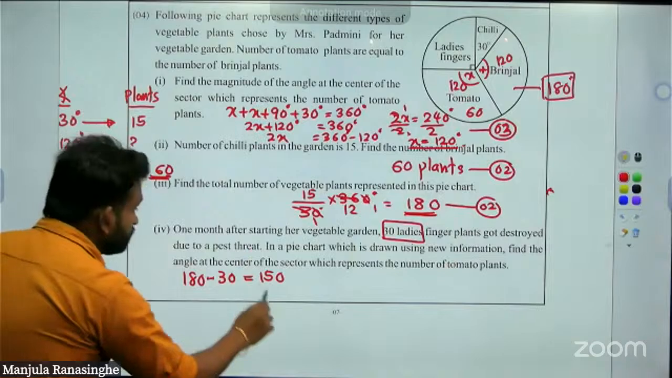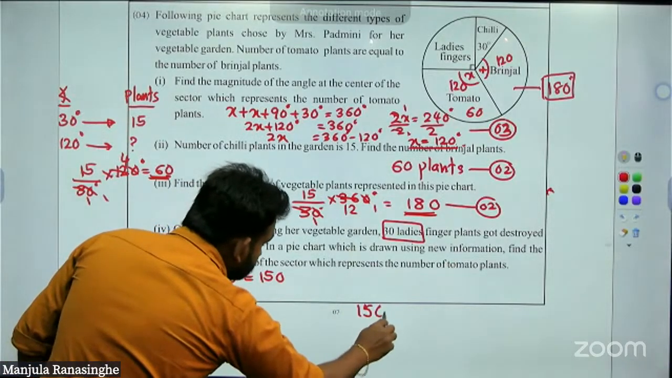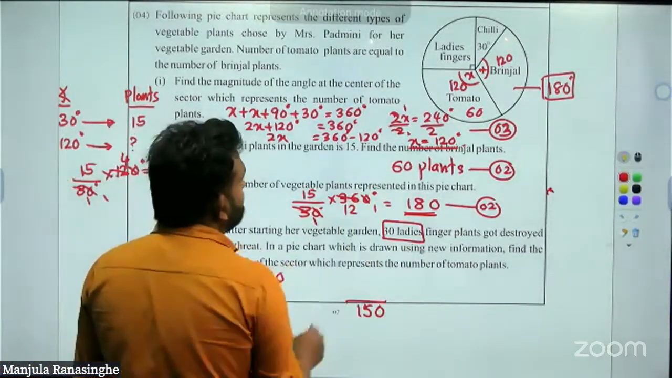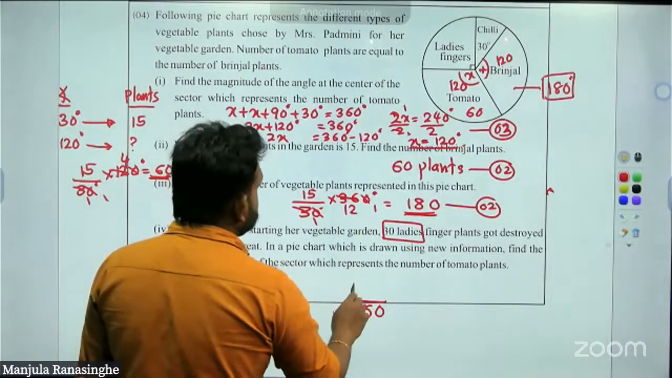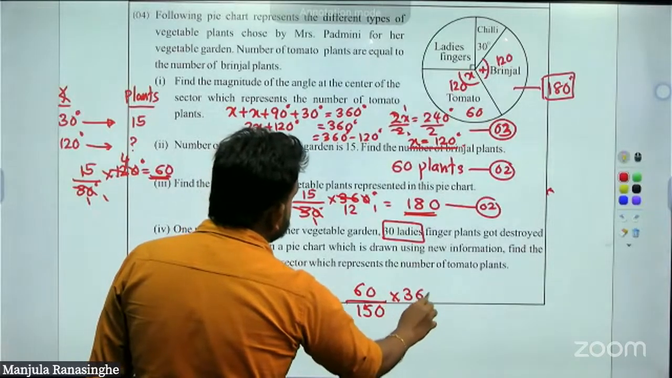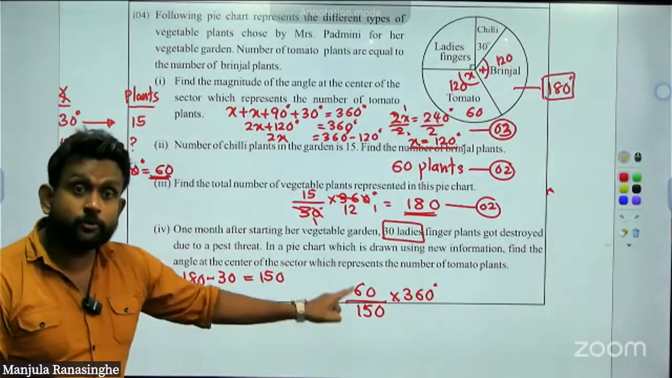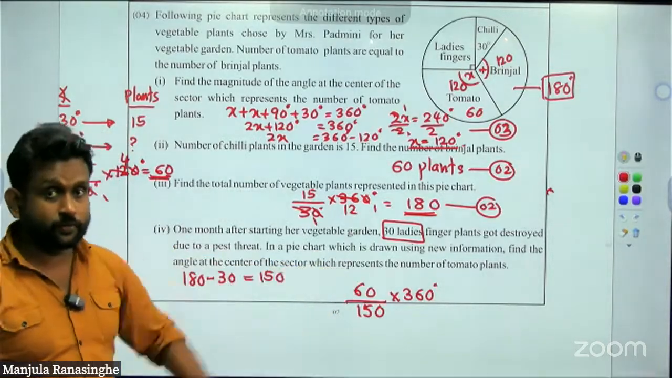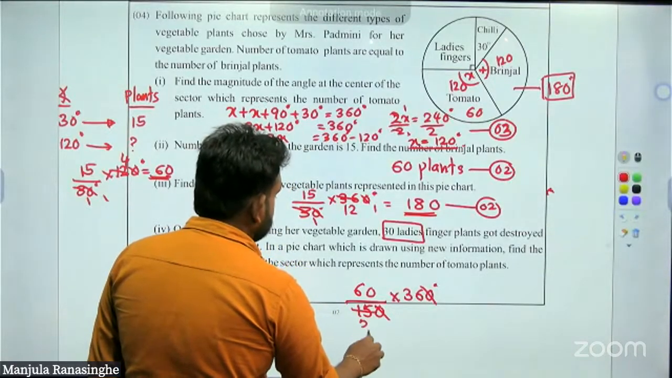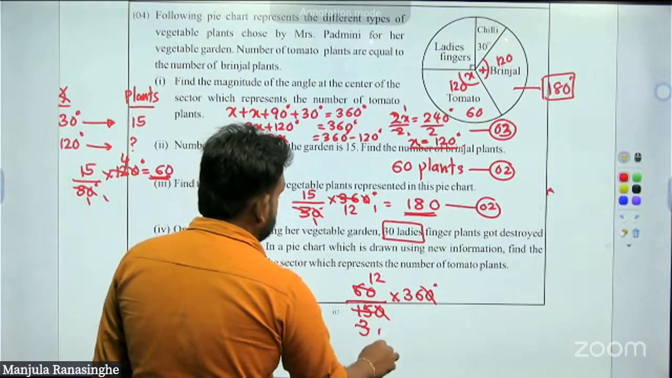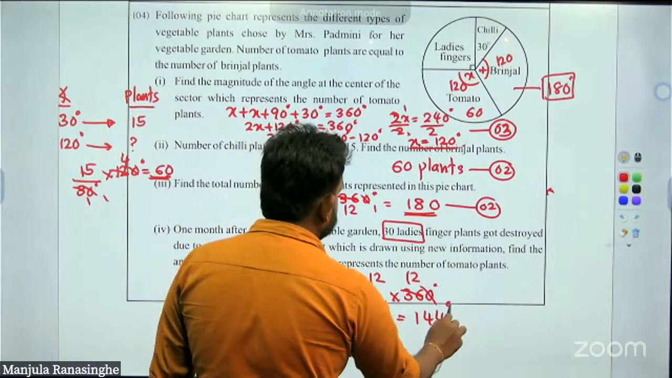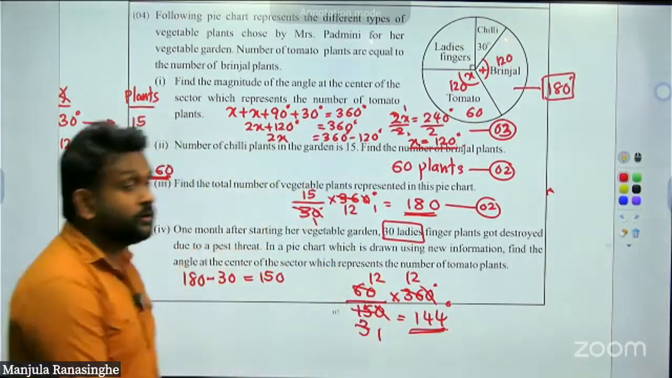Okay, now you can see the total is 150 plants. How many tomato plants are there now? Same, the tomato number doesn't change, that is 60. To make the angle at the sector, multiply by 360. From the total of 150, it is given 60 plants. So from 360, how much? Zero, zero cancelled, 5 3s are 15, 3 1s are 3, 12. 12 times 12 gives you 144 degrees. Now it is changed to 144 degrees.